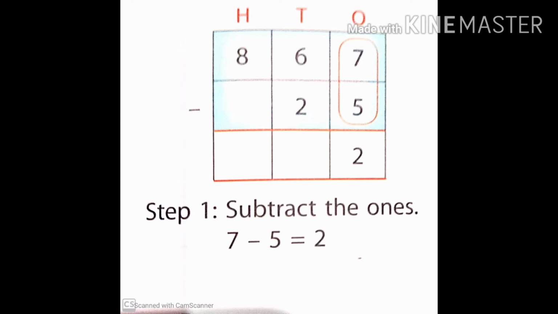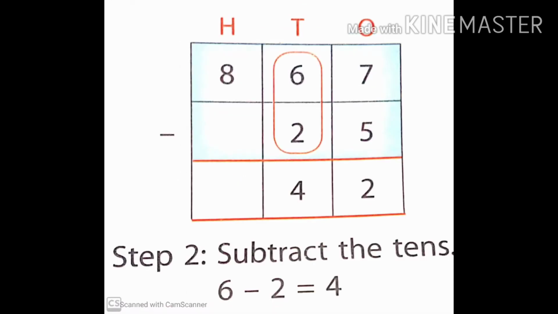Now let's see the first step. Step number 1. Subtract the ones. 7 minus 5 gives us 2. So the very first step is to subtract the ones column. That is 7 minus 5, which gives us 2.